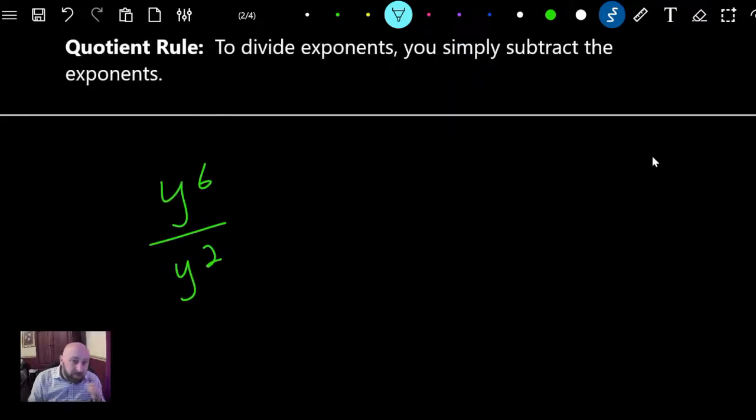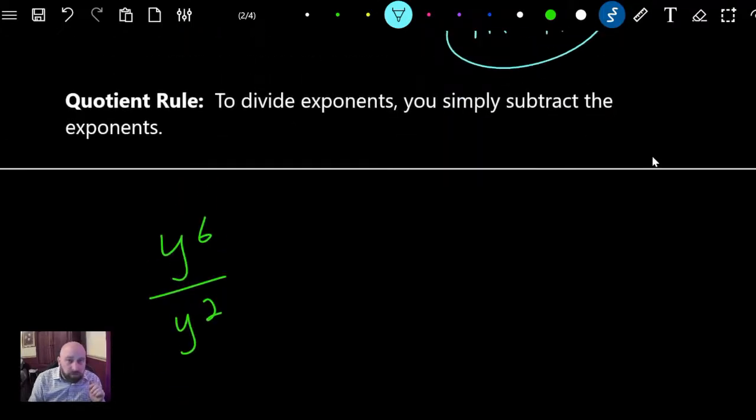Next, this is what's called the quotient rule. Well, what's a quotient, first of all? A quotient is the answer to a division problem. Okay, you should remember that from arithmetic. The quotient is the answer to a division problem. So now what are we talking about with quotient rules? We're talking about division problems. To divide exponents, what do you do? To divide exponents, you simply subtract the exponents.